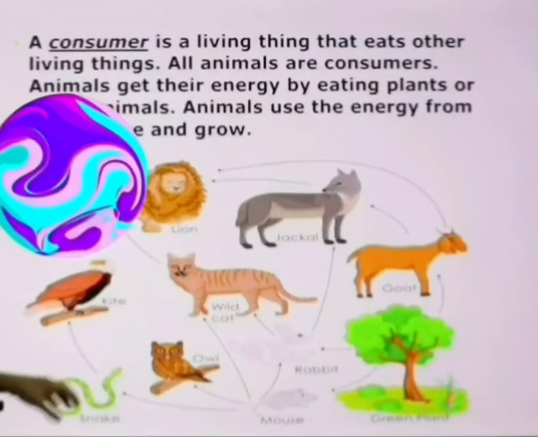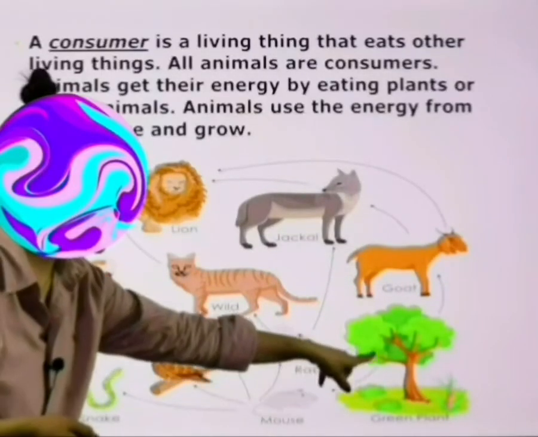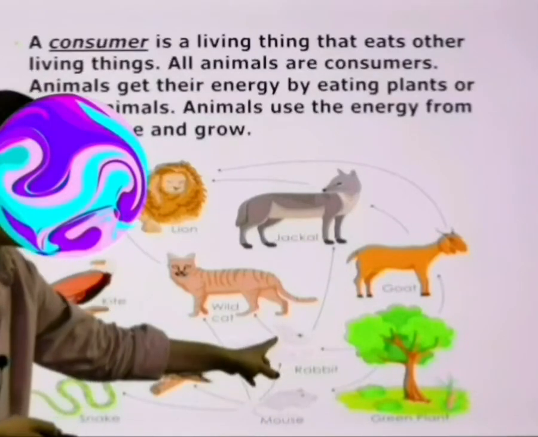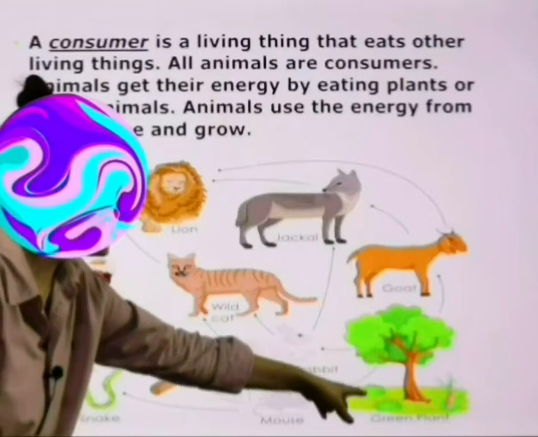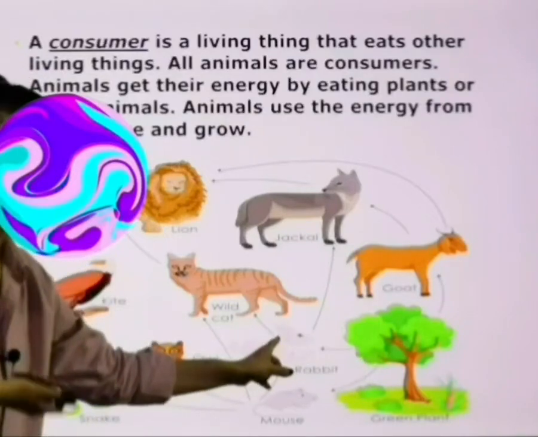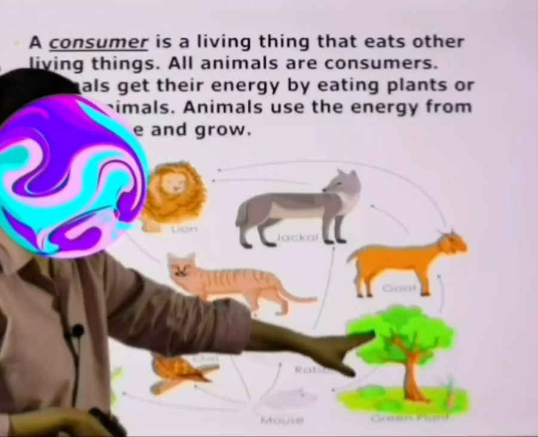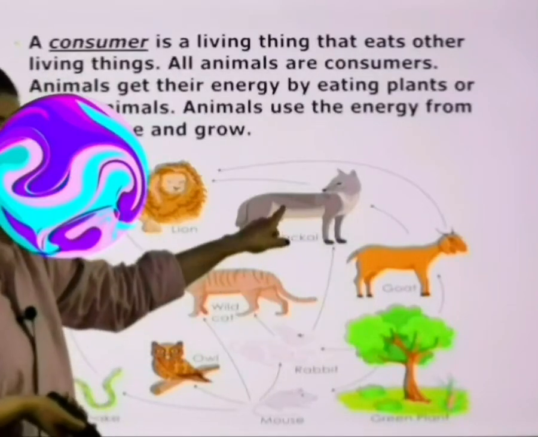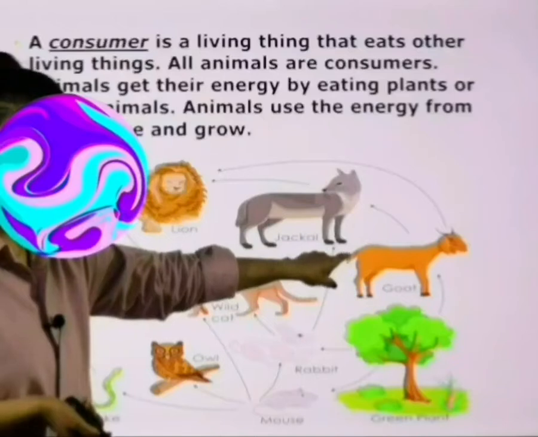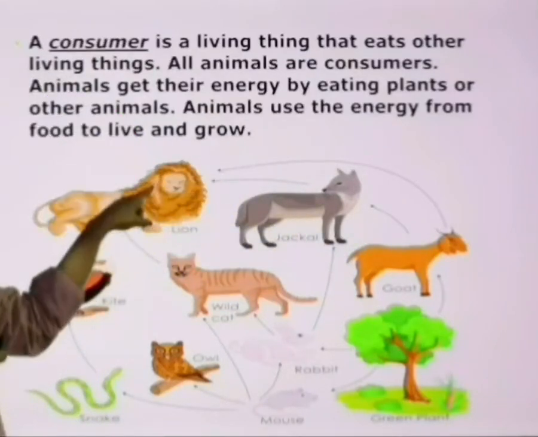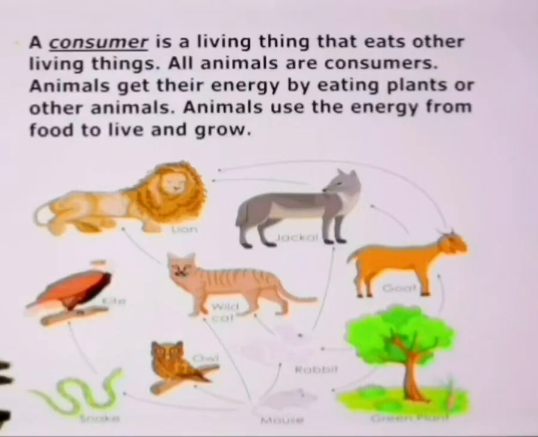As you can see here, this mouse is eating the plant, so this is a consumer, and this is the producer. The rabbit is eating the grass or the plant, so the rabbit is the consumer, and the tree is the producer. The goat, the same thing, eats the producer. The jackal eats the goat. So this is consumer 1, consumer 2, 3, 4, and so on.